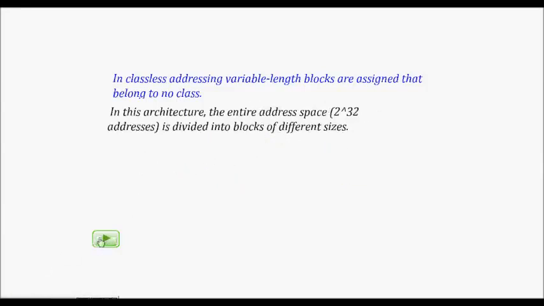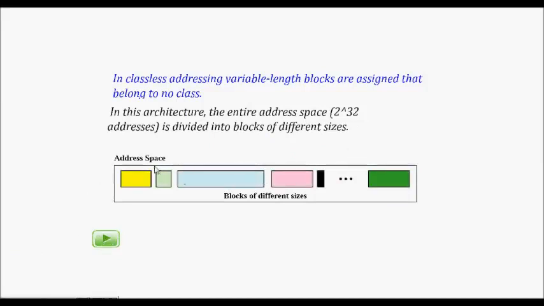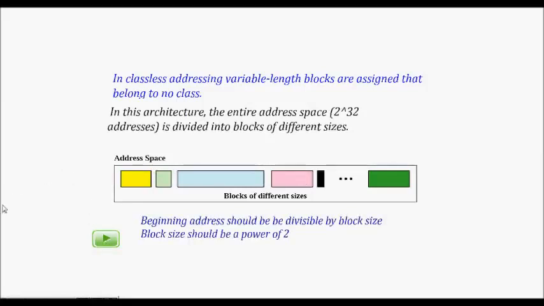This figure just tells that your sizes can be different, but there are two restrictions. What are they? The beginning address should be divisible by the block size. A block will have a starting address and an end address, and the block size should be a power of 2. These two restrictions should be there, and that is important.